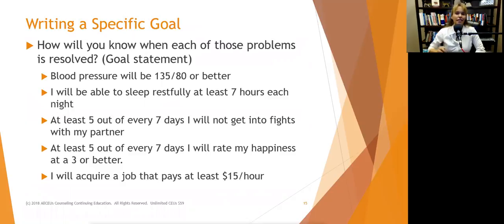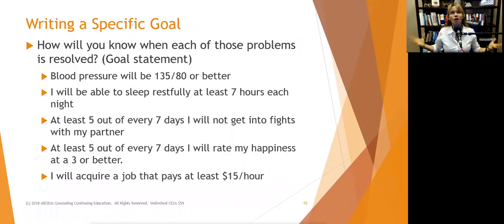Measurable. And I know I harped on that on Tuesday. Blood pressure, if we're talking about those goals we just stated, blood pressure will be 135/80 or better. I will be able to sleep restfully at least 7 hours each night. At least 5 out of every 7 days, I won't get into fights with my partner. At least 5 out of every 7 days, I will rate my happiness as 3 or better, and I will acquire a job that pays at least $15 an hour.